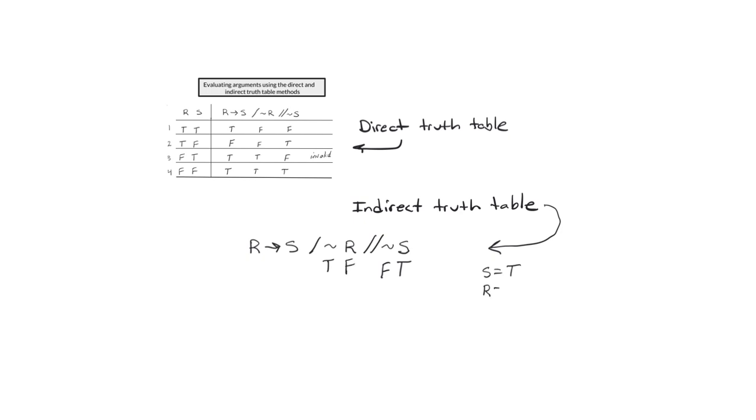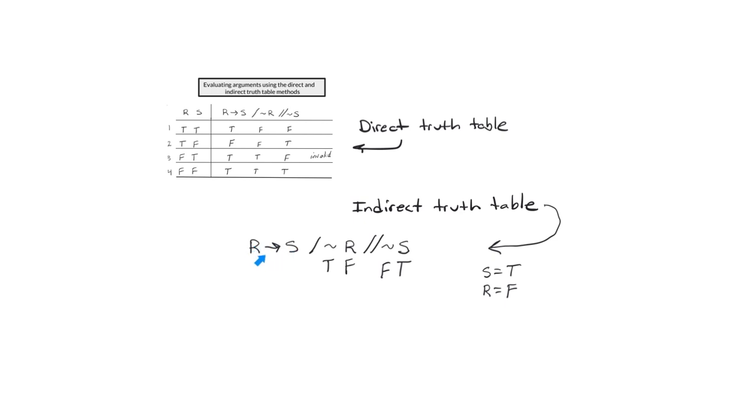So R is going to be false. And all I'm doing here is just keeping track of my truth values, right? Because they're locked in. Once I start with the assumption that this is an invalid argument, I'm locked into S being true because the conclusion is false and the conclusion is tilde S. So now I'm locked into R being false because for this whole premise, tilde R, to be true, R has to be false.